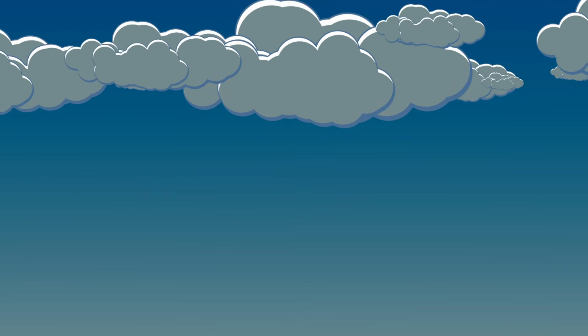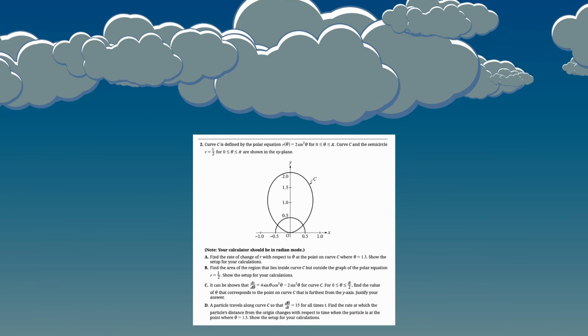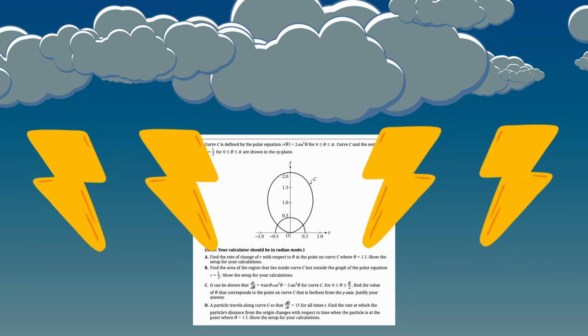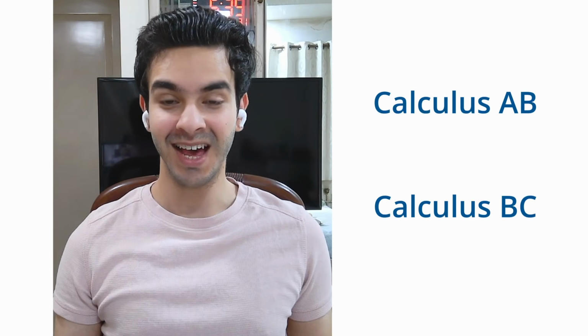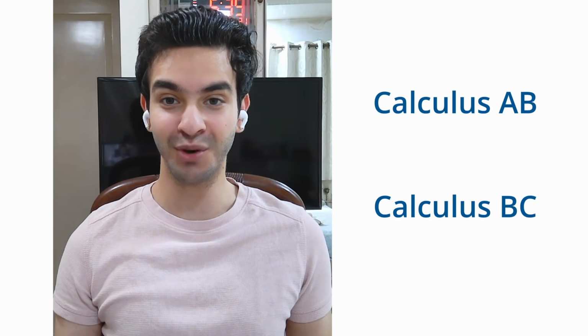Let's solve the hardest AP Calculus question of 2025. So there are actually two AP Calculus courses, Calculus AB and Calculus BC, and we're going to be solving the hardest question from both of them. So what do we mean by hardest?